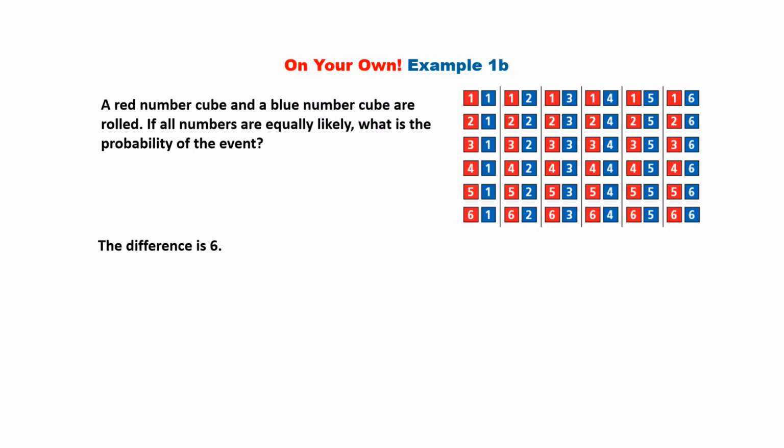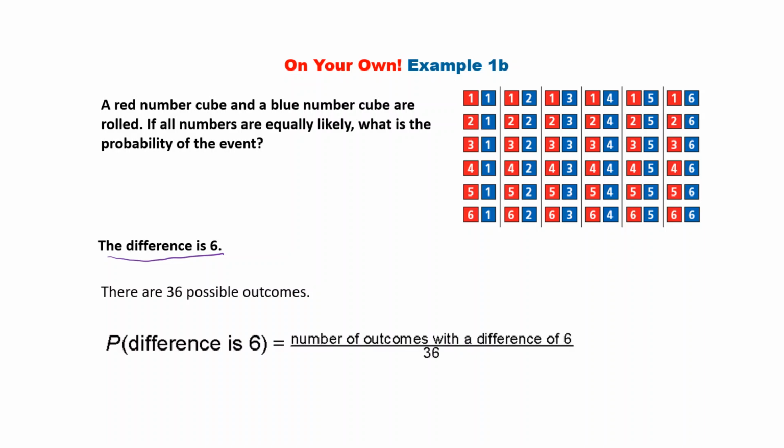One more for you to try. This one, again, the favorable outcome is going to be the difference of 6. So turn your video off and try it real quick and see if you get the right answer. All right, so again, there are 36 possible outcomes. We have the number of outcomes with a difference of 6. That's going to be my favorable. So take a look at it.